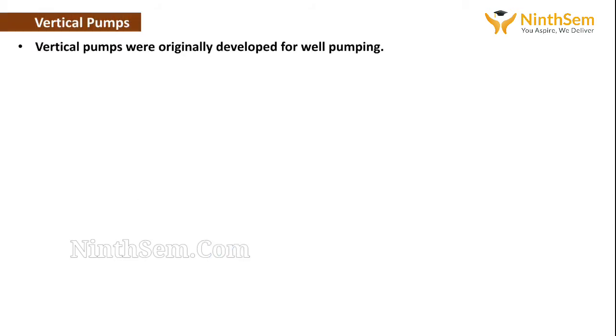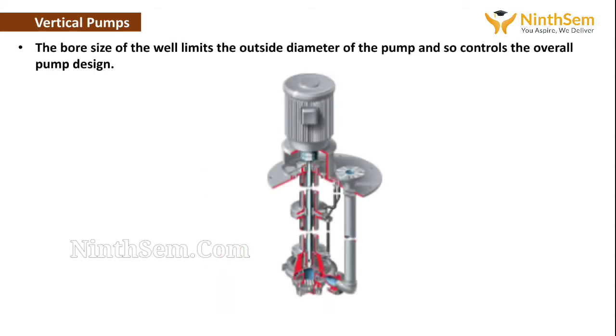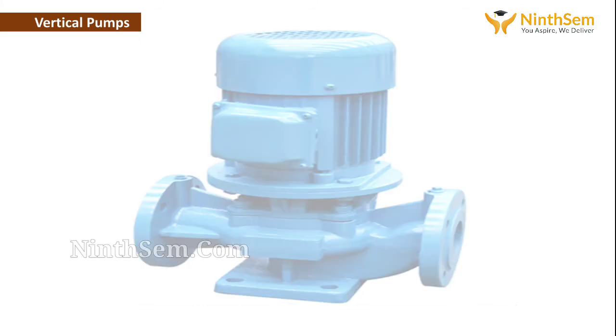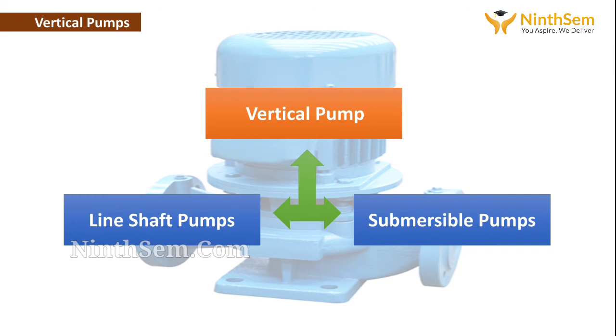Next, come to vertical pumps under dynamic pumps. Vertical pumps were originally developed for well pumping. The bore size of the well limits the outside diameter of the pump and so controls the overall pump design. Vertical pumps can be subdivided into three major categories: line shaft pumps, submersible pumps, and horizontally mounted axial flow.